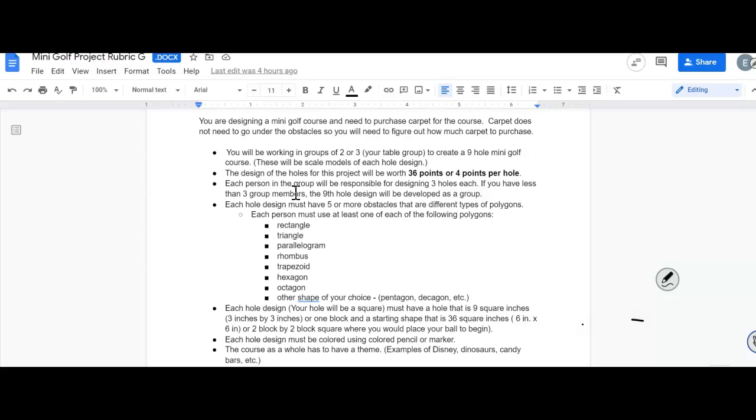So each hole is worth 4 points. Each person in the group will be responsible for designing three holes each. If you have fewer than three members, then that hole will be designed or developed as a group.